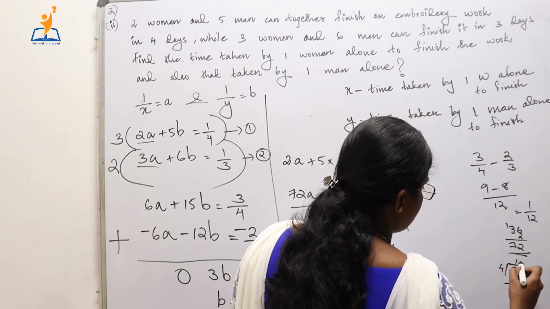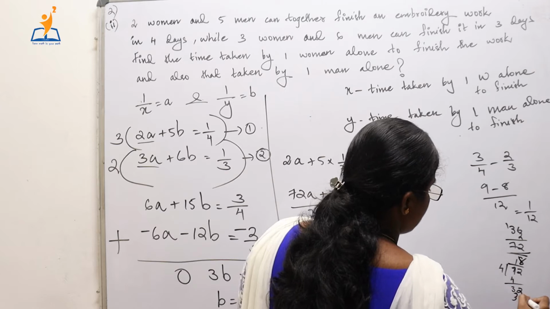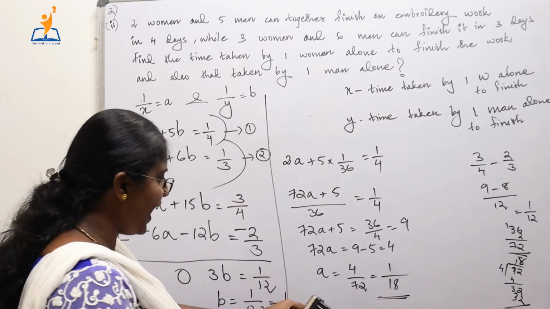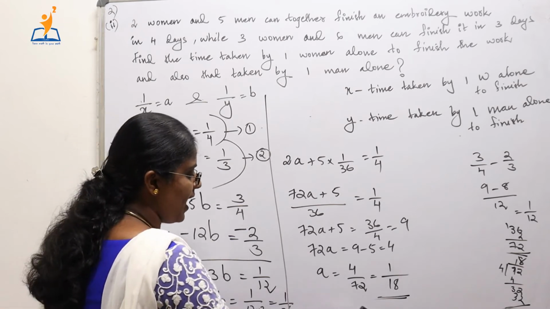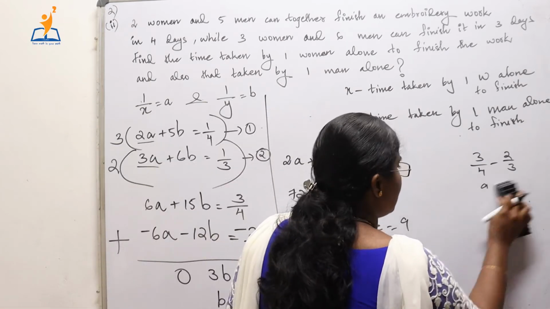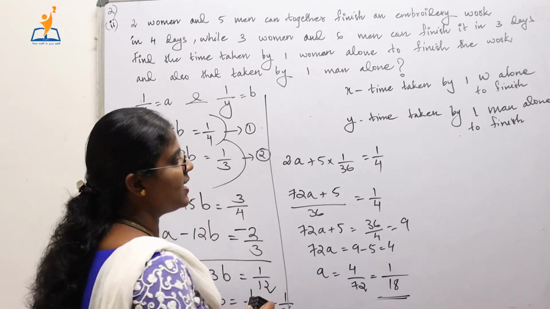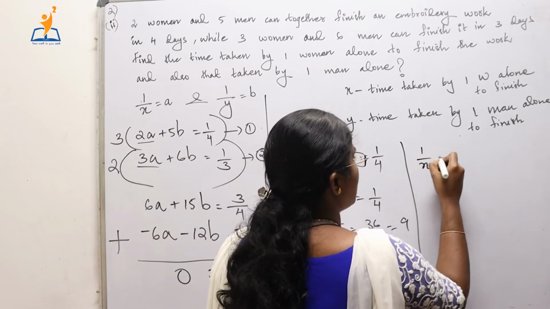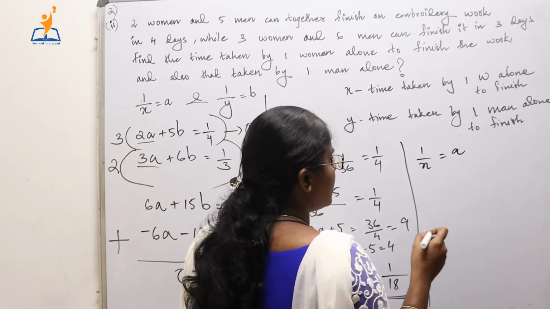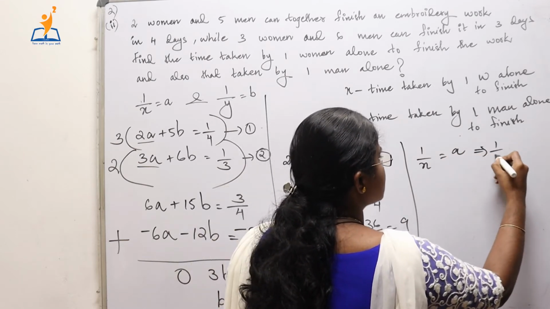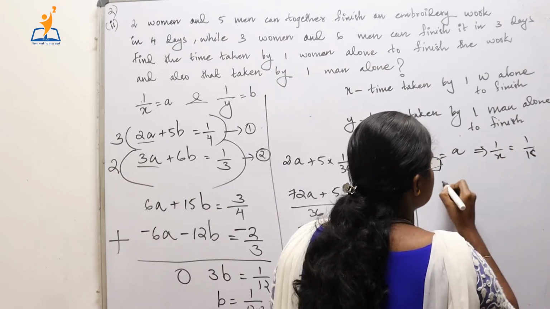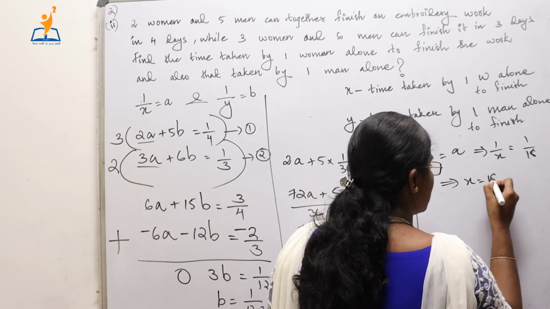Yes, it is 18. So it is 1 by 18. So we got a as 1 by 18 and b as 1 by 36. So we know that 1 by x is equal to a, which means 1 by x is equal to 1 by 18, which implies x is equal to 18.